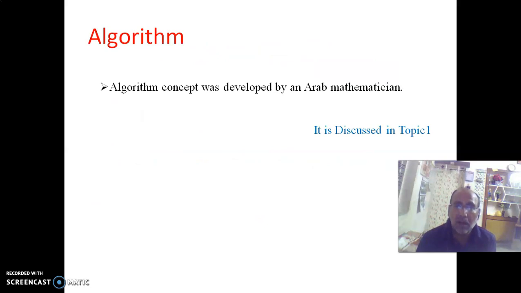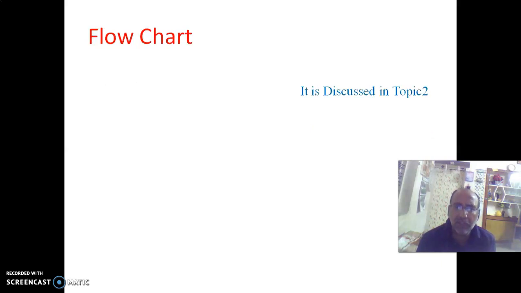Next one is the algorithm. Already I discussed the algorithm. The algorithms were developed by the mathematician. Next one is the flowchart. It is also discussed in topic 2.